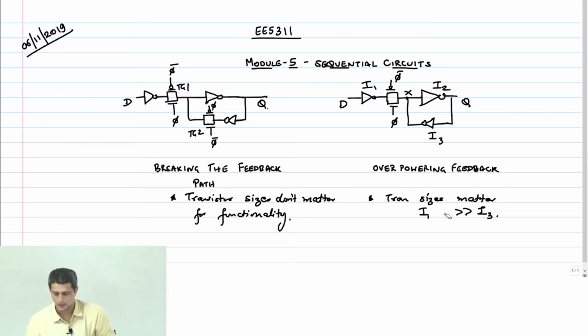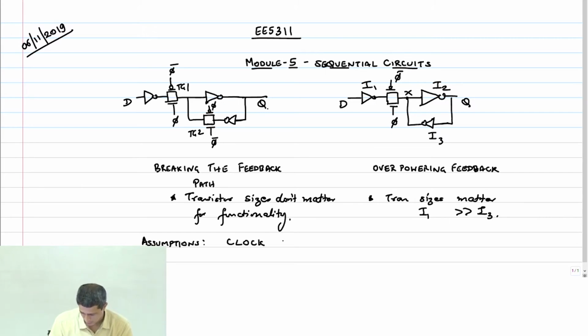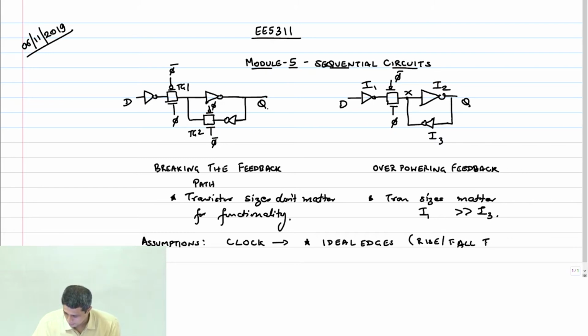This is where we stopped last time, and we had made some assumptions about the clock. One, it has ideal edges, which means rise/fall time equal to 0 in our analysis till now.